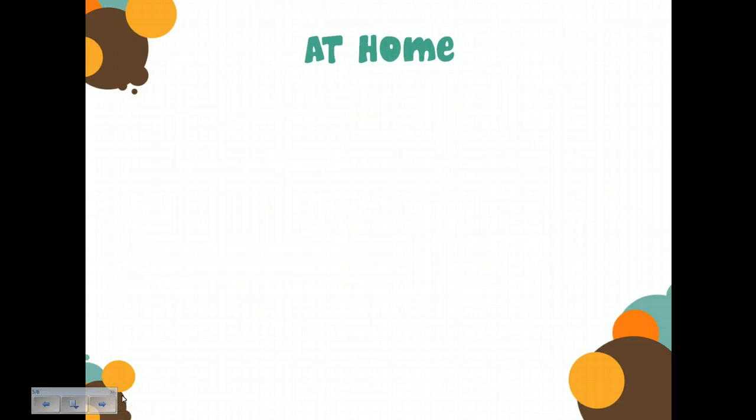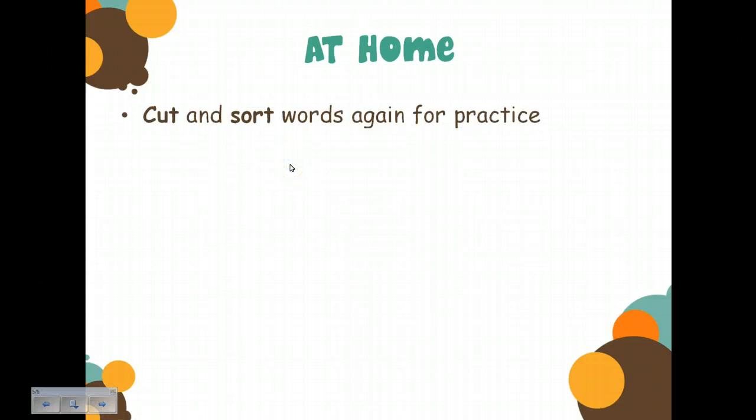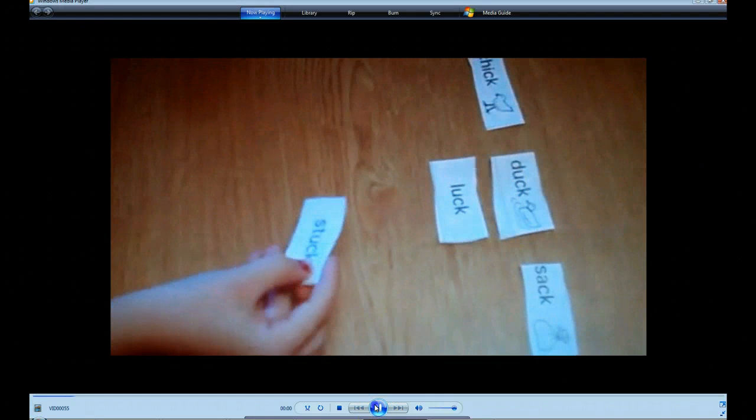At the end of the day, students will take home a new spelling sort. And at home, we're asking students to cut and sort their words again for practice. When students are cutting and sorting their words at home, we're asking as parents that you watch the students sort their words and listen for correct pronunciation of the word and to make sure the word is in the correct category.